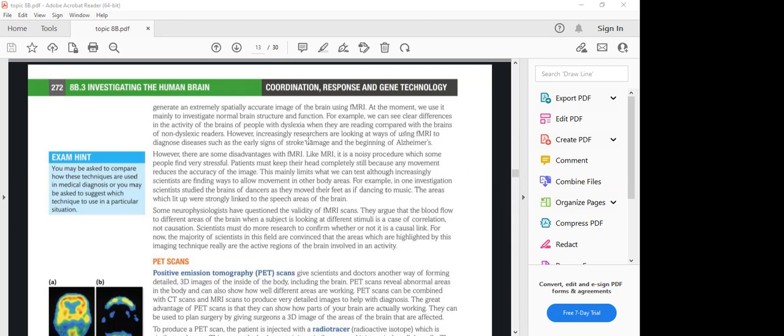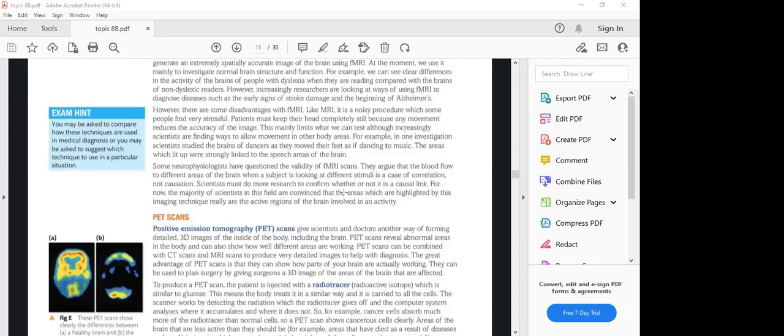However, researchers are increasingly looking at ways of using MRI to diagnose diseases, such as the early signs of stroke and damage at the beginning of Alzheimer's. Alzheimer's is a kind of disease where people start forgetting, then neurons start getting damaged, and the people die.